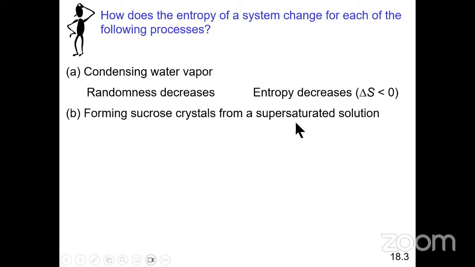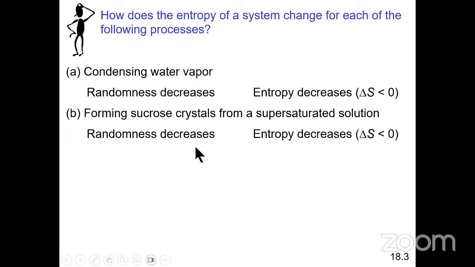The next question is forming sucrose crystals from a supersaturated solution. So what say you is the answer? Would that correspond to an entropy increase or decrease? I would say decrease. You'd say decrease, why? Because I feel like the molecules are getting more compact. Mhm. So yes, you're right. The randomness will decrease again. It becomes more ordered. So yes, the entropy will decrease.